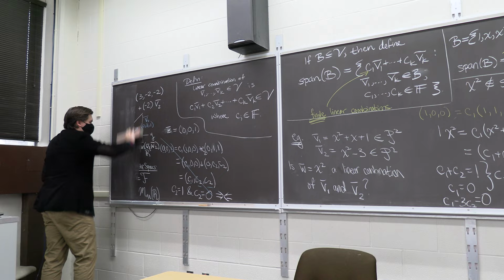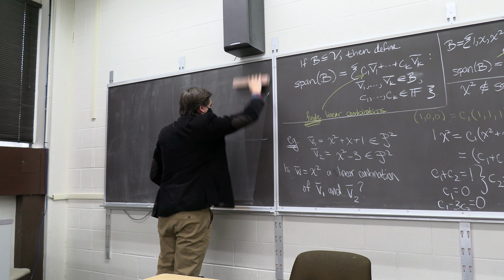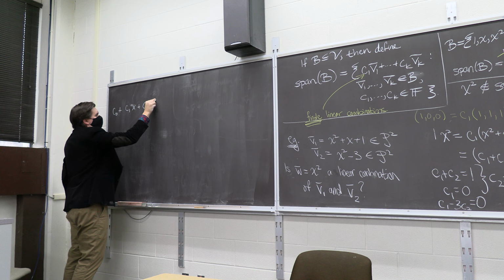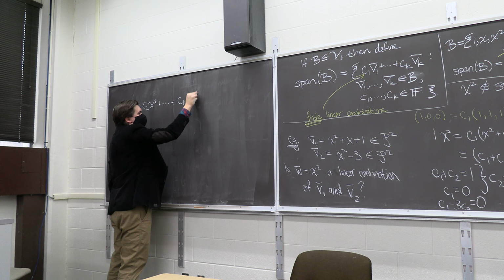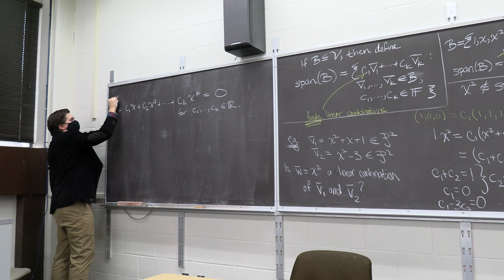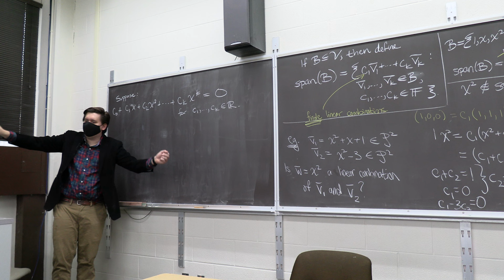We want to show that there's no solution to C0 plus C1x plus C2x squared up through some power, just a finite sum, up to some CKx to the K. We want to show that there's no solution to this where our C0 through our CK are real numbers. So suppose there was. You found some special values of C: 3, 8, whatever your special values are.